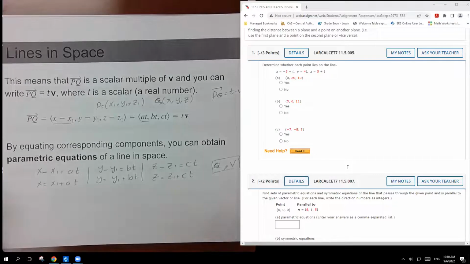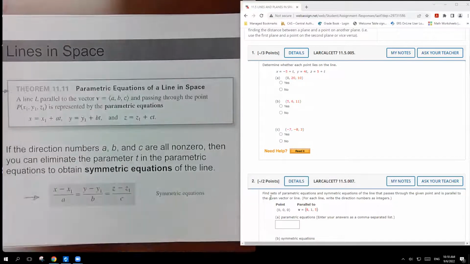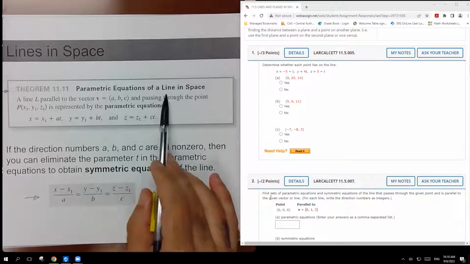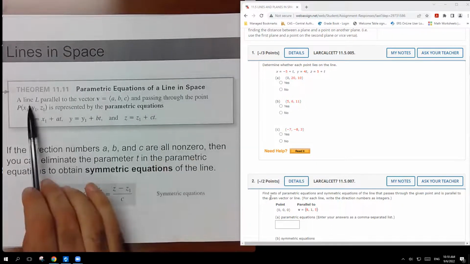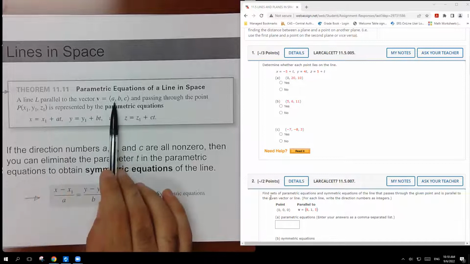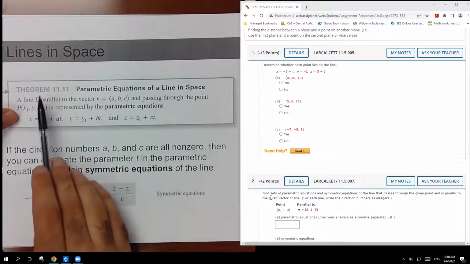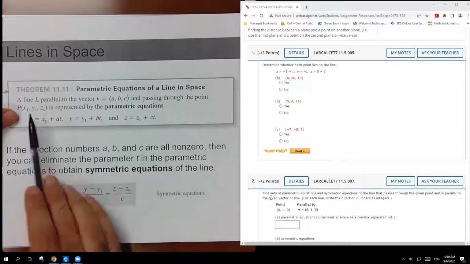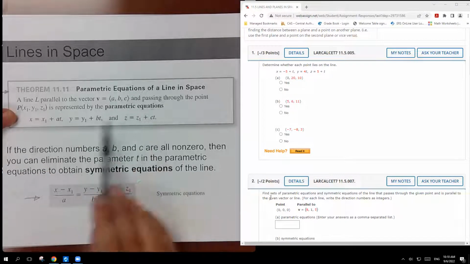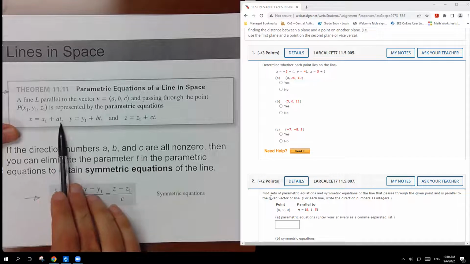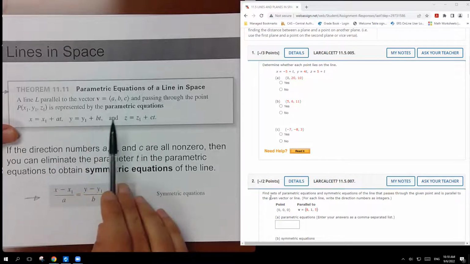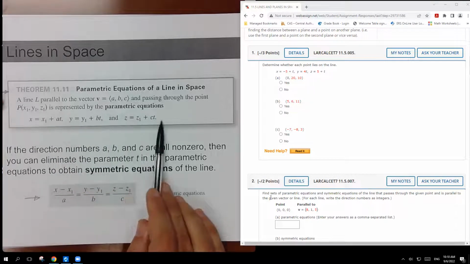So if you look at the next page, parametric equations of the line in space. Let L be parallel to the vector V, whose components are here, and let the line pass through this point. So the parametric equations are X equals X1 plus AT, Y equals Y1 plus BT, and Z equals Z1 plus CT.